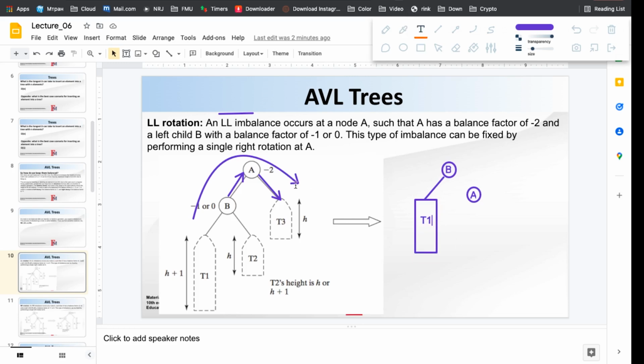Okay, now what about T3? T3 was located on the right from A. It was located on the right from everything, right? So that's why T3, if it is a binary search tree, contains the biggest values. That's why, right after a rotation, in order to keep the same property, T3 also has to be on the right from everything, which means it has to be on the right from A, which means it can only be here. That's our T3.